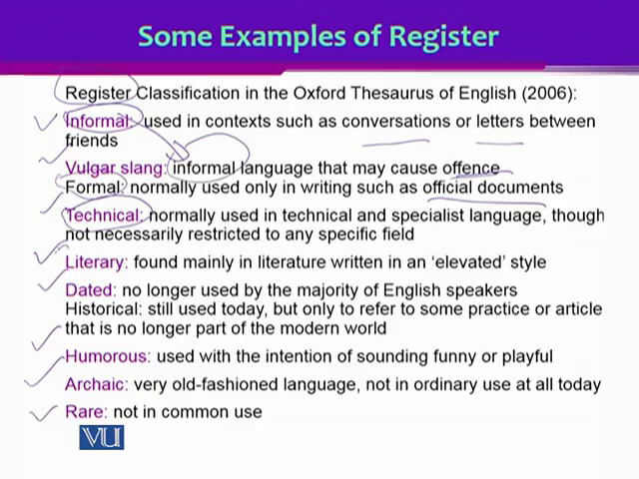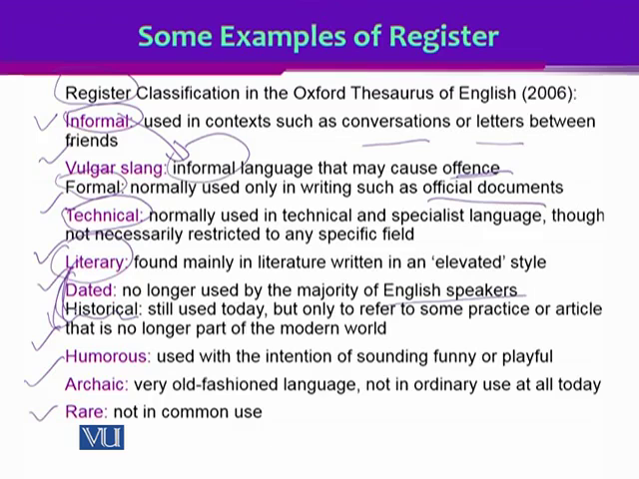The next one is literary. This kind of register is found mainly in literature that is written in an elevated style. As far as dated register is concerned, it means no longer used by the majority of English speakers. And within that, if you look at this historical, it is still used today, but it refers only to some practice or article that is no longer a part of the modern world. So, dated and historical actually are interrelated.